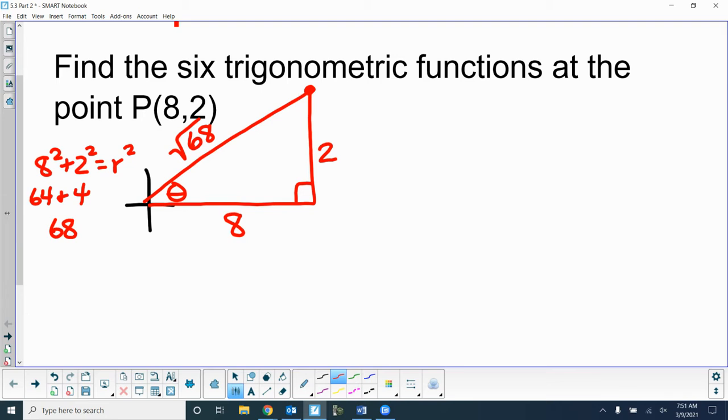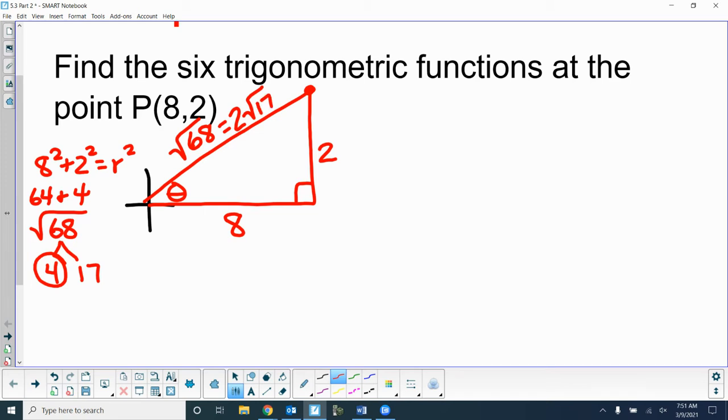Now, can I simplify that? Does 4 go in there? I think it does, doesn't it? Yeah. 4 times 17? Yeah. All right, so what can I pull out front? 2, right? So this is equal to 2 times the square root of 17.